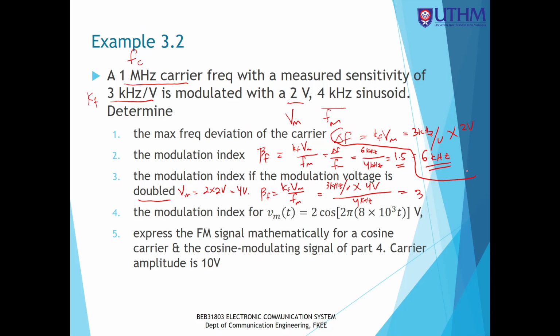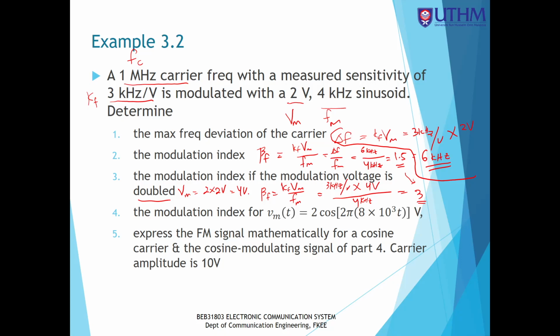Okay, so you see that if you double the modulation voltage Vm, you will also double the modulation index. So from 1.5 becomes 3, so double. Okay, and then what?